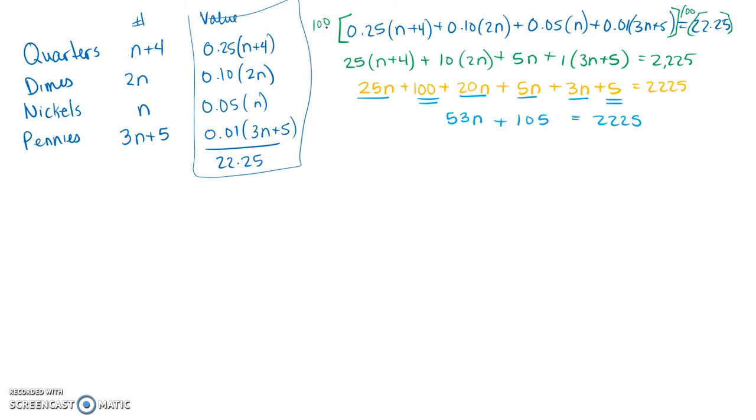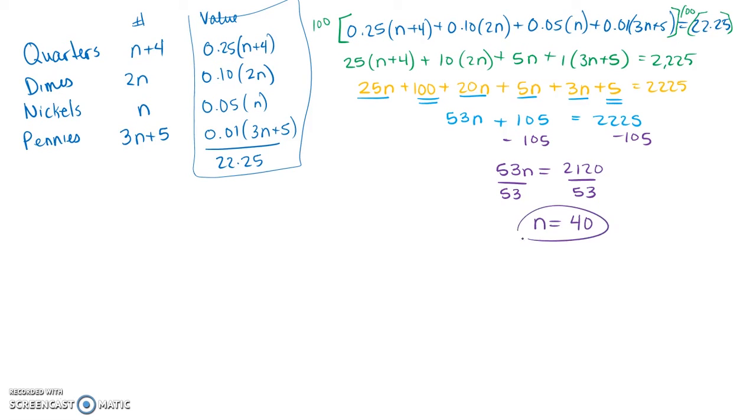Okay, so go ahead and check what you did. The first thing I did was I multiplied by 100 to get rid of my decimal places. Then I distributed, I combined my like terms, and I ended up with 53n plus 105 equals 2,225. Now I'm down to my two-step equation, so I can go ahead and solve. I'm going to subtract 105 from each side. I'm left with 53n equals 2,120. I'm going to divide by 53 on each side, and I get n equals 40.